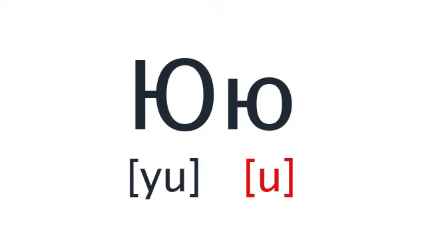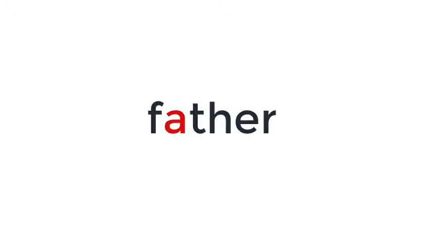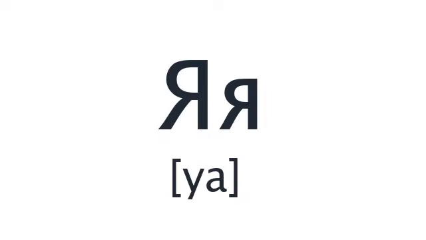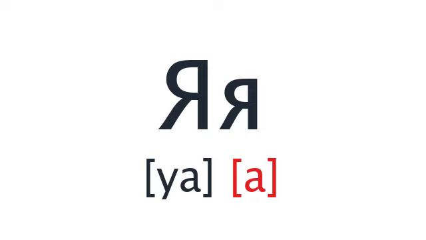Similar to U, the letter Ya denotes two sounds. Ya in the word yard at the beginning of a word or after another vowel, and A in the word father after a consonant. Please repeat. Ya, A.